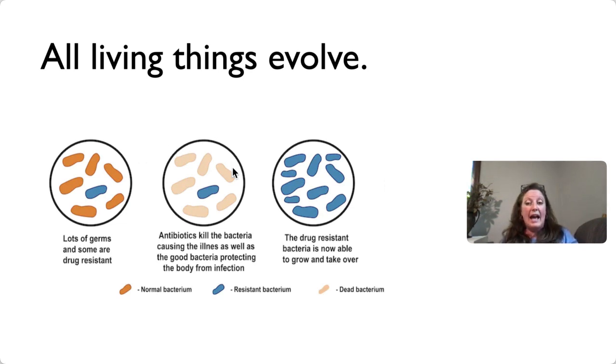So now we add antibiotics to this dish or to the person who's infected, and the antibiotics kill all of the normal bacteria. But this single bacterium that is resistant is not dead yet. And as long as it's not too sick to make copies of itself, it will begin to multiply. And now we have an entire population that is resistant to antibiotics, which means that this population of bacteria has evolved. The genetic profile has changed.